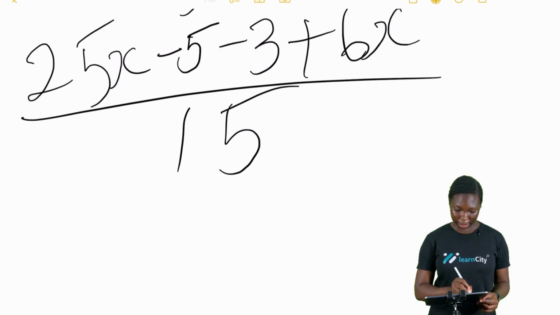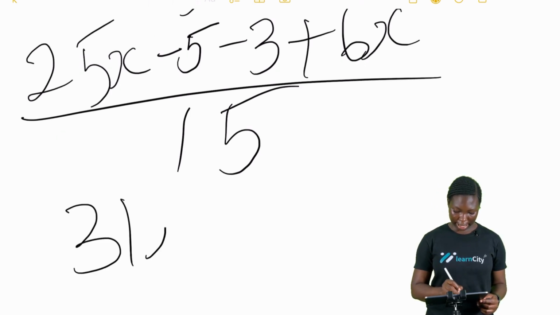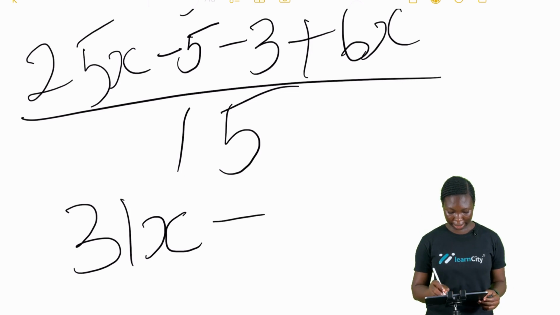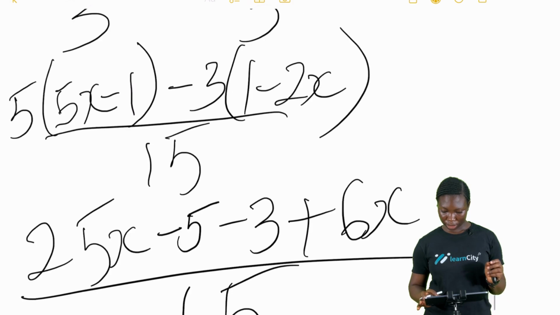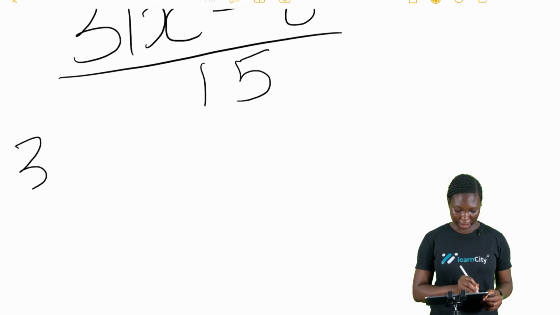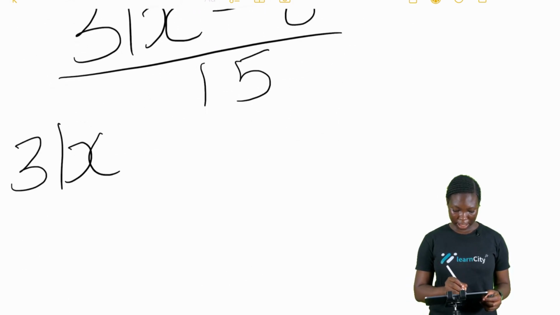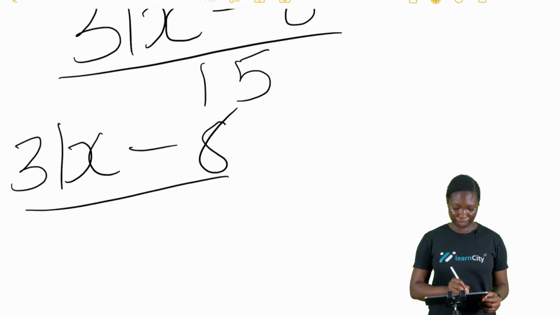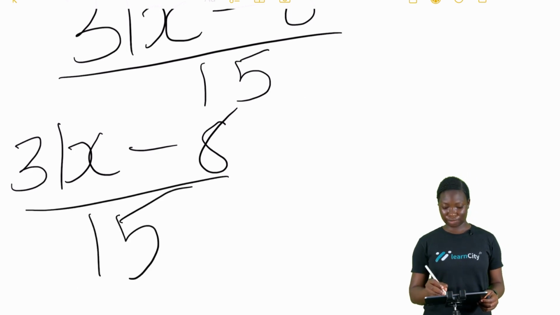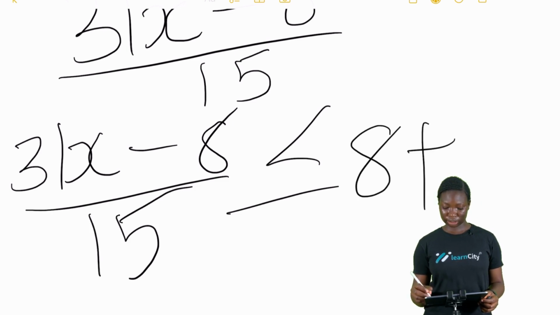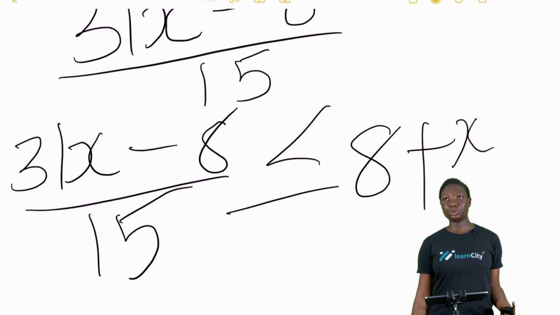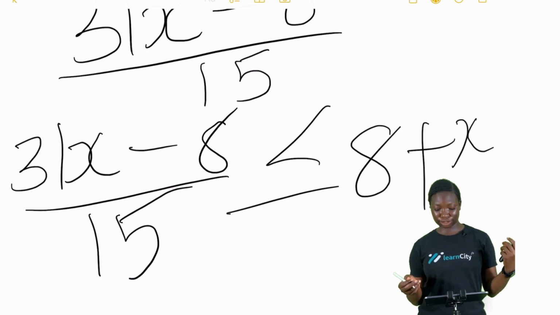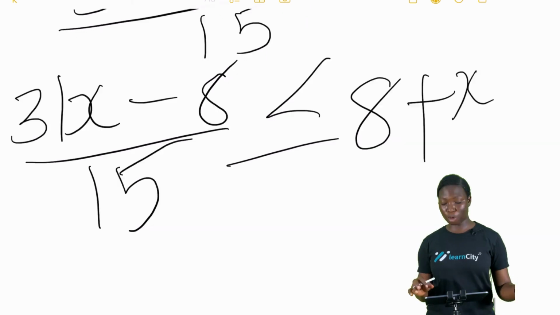So we have 31x minus 8 over 15. So we have 31x minus 8 over 15 is now less than or equals to 8 plus x. Now, what do we do? First thing we do here is to subtract 8 from both sides.